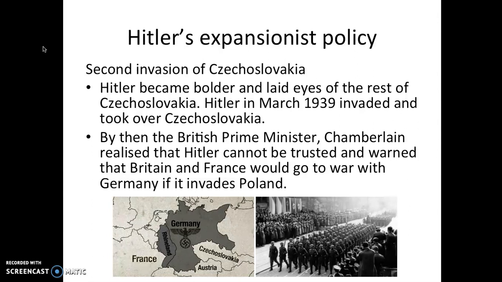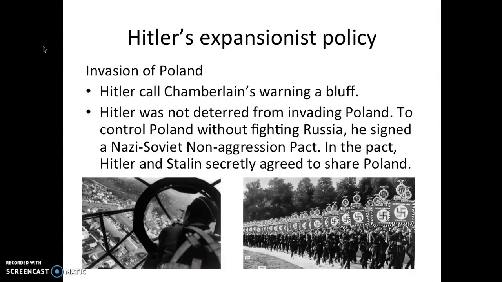The British Prime Minister, Chamberlain, then realized that Hitler could not be trusted and warned that Britain and France will go to war with Germany if it invades Poland. By this time, Hitler would not have trusted Chamberlain's warning. Alright, basically to pave his way to invade Poland, he signed a Nazi-Soviet non-aggression pact. In the pact, he secretly agreed with Stalin to share Poland.